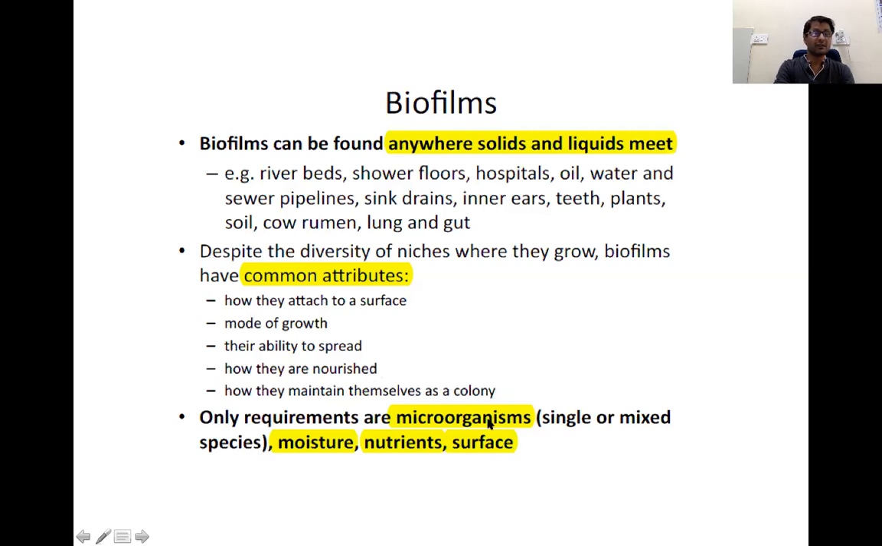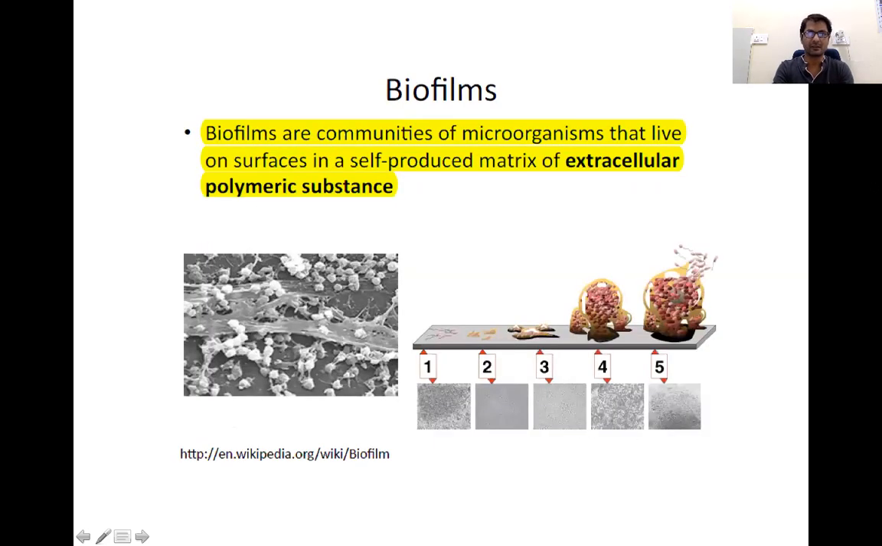The only requirement for the formation of biofilm, as I told you, is microbes, moisture, nutrient, and the surface. One more important thing we need to know is that biofilms can be formed by a single microbe or by mixed species. So biofilms are communities of microbes that live on a surface in a cell-producing matrix of extracellular polymeric substance. Basically, when these microbes come together, they secrete a slime-like compound known as extracellular polymeric substance.